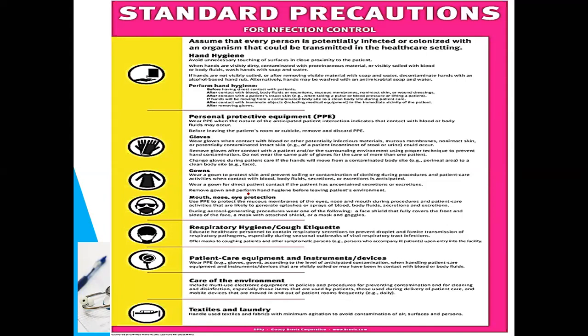It's not logical even to use it in the face, for example, or other body cavities. Like using gowns: we have to wear gowns to protect the skin and prevent soiling or contamination of clothing during procedures and patient care activities, or when facing body fluids, secretions, and so on. Wear gowns for direct patient contact if the patient has uncontained secretions or excretions, like emesis, for example, bleeding, and so on. Remove the gown and perform hand hygiene before leaving the patient's environment. This is very important.